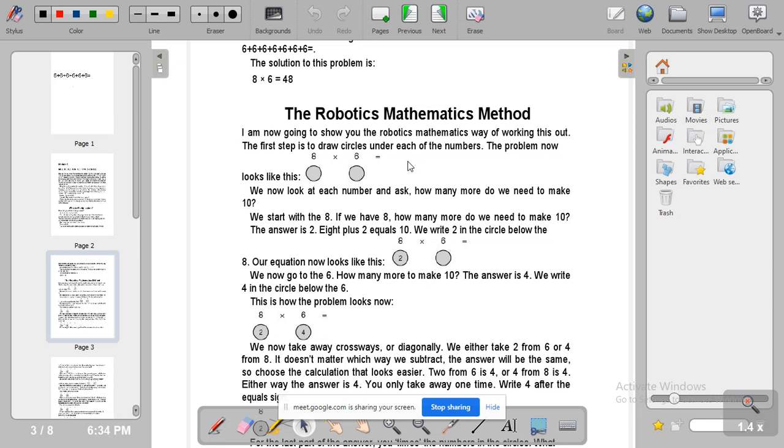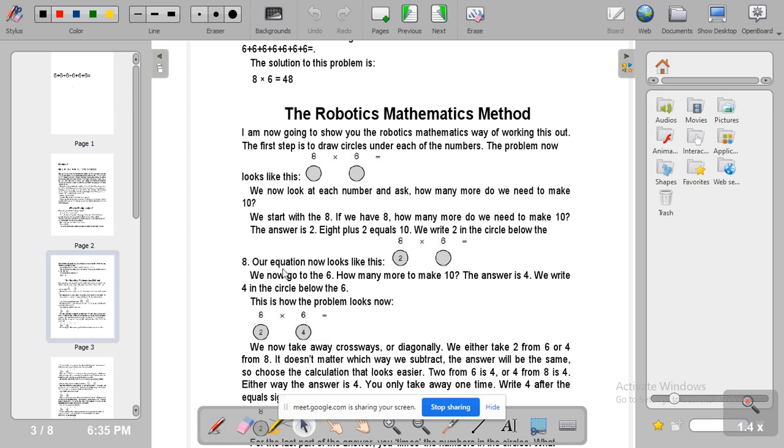It looks like this. As you can see here, we now look at each number and ask, how many more do we need to make 10? Now you can see that this is 2, here is 4. So we start with the 8. If we have 8, how many more do we need to make 10? The answer is 2, right? Now, 8 plus 2 equals 10. So we write the 2 in the circle below the 8.